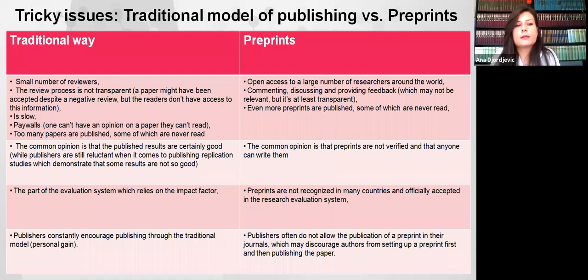On the other hand, preprints offer open access to everyone on the internet, and everyone can get involved in commenting, discussing, and providing feedback. The common opinion is that the results published in conventional journals are certainly good, while those in preprints are not verified, because anyone can publish a preprint. I think that it is not entirely true.